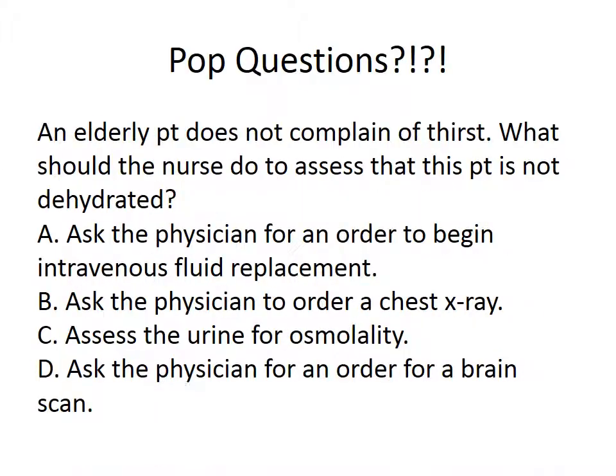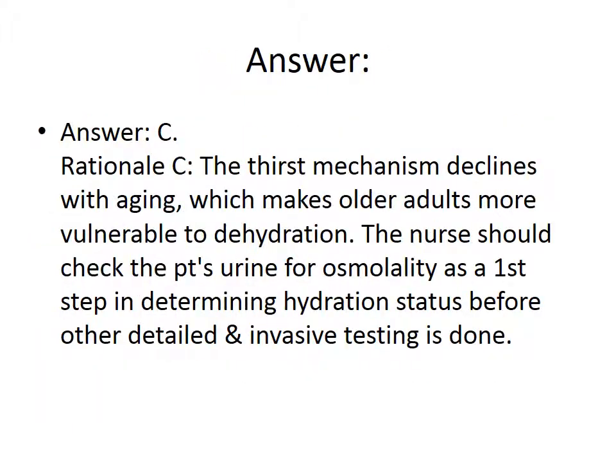An elderly patient does not complain of thirst. What should the nurse do to assess that this patient is not dehydrated? C. The thirst mechanism declines with aging, which makes older adults more vulnerable to dehydration. The nurse should check the patient's urine osmolality as a first step in determining hydration status before other detailed and invasive testing is done. And again, remember that when they're high, they're dry.